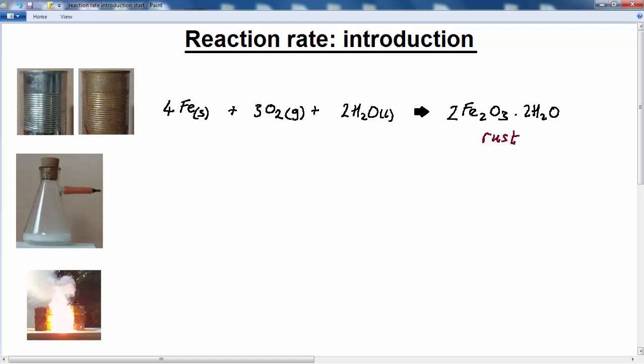And the important point here is that we class this reaction as a very slow reaction. Okay, so if you leave this tin can out in your garden, it might take maybe 2 to 8 weeks to rust. An example of a faster reaction might be, for example, one that you've already seen, the reaction of magnesium with dilute hydrochloric acid.